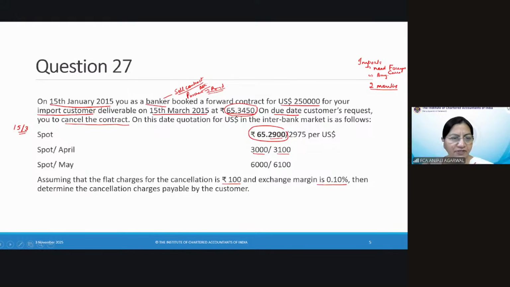There is another thing mentioned here. There are flat charges also for the cancellation, which is rupees 100. So the cancellation charges payable by the customer would be the loss of 30,000 plus the flat charges of 100. So the total amount paid by the customer would be 30,100 rupees. Okay.